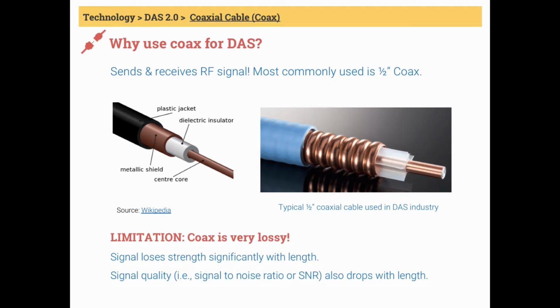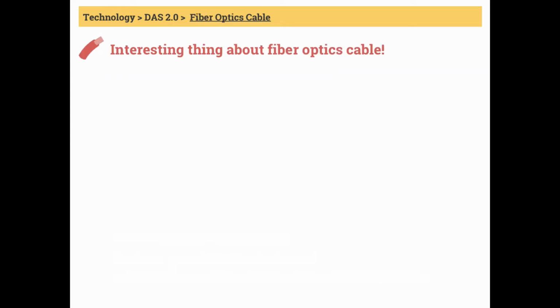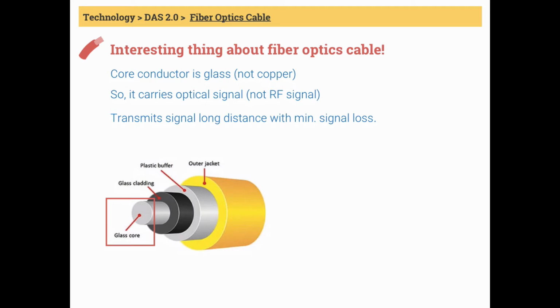So what's the solution? Enters fiber optics to help. Fiber cable can transmit signal over a long distance with minimum signal loss. Fiber is an attractive transport medium in DAS, but there is something interesting about fiber optics cable. Core conductor of fiber optics is glass, not copper, like coaxial cable. See the glass core in the red square?